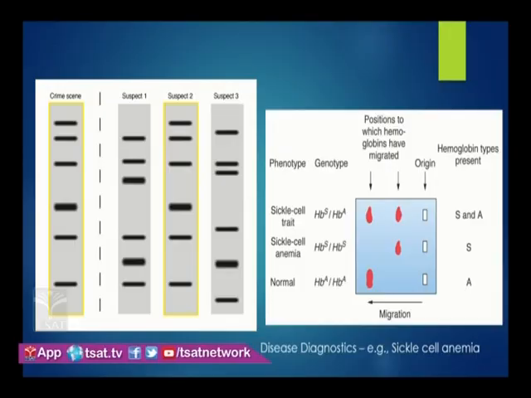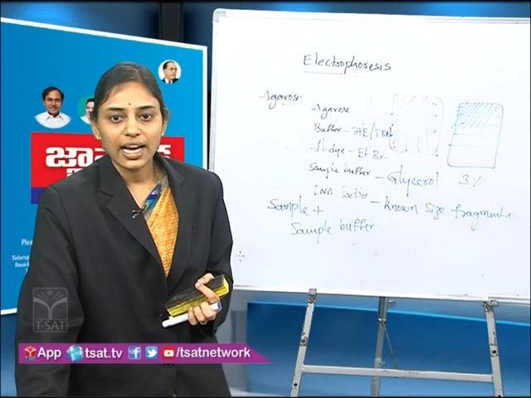Let's see this image. In this image, these DNA profiles are prepared from the DNA isolated from the crime scene and the suspect samples. Here, if we look carefully, the suspect 2 sample matched exactly with the crime scene sample. With this, we might interpret that there is a relationship between suspect 2 and the crime scene.